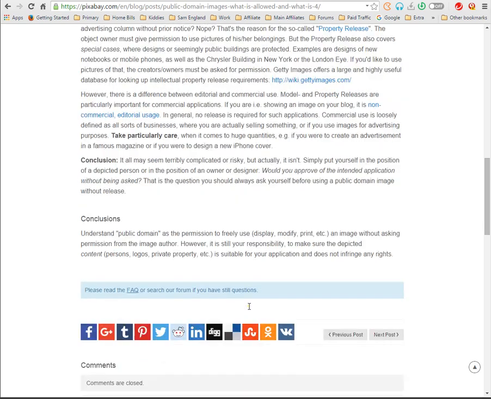Now, it's important to understand that public domain means that you can freely use, display, modify, or print an image without asking permission from the image author. However, it's still your responsibility to make sure the depicted content, persons, logos, private property, is suitable for your application and does not infringe on anybody's rights.